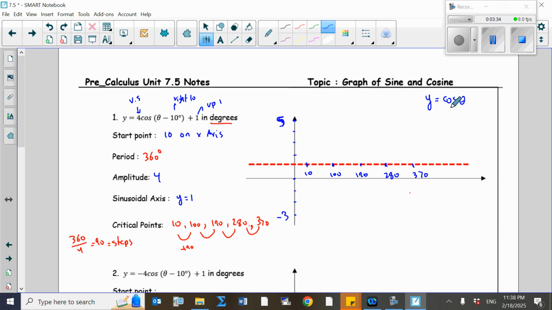Now we know that the parent cosine function starts from a high point. It looks like this. So the first critical point will be at 10 and a high point. Then you have a middle point. Then you have a low point. So the next critical point will be here. The next critical point will be middle. Then it will be a high point. So because you have high, middle, low, middle, high, this will be the graph of your function.